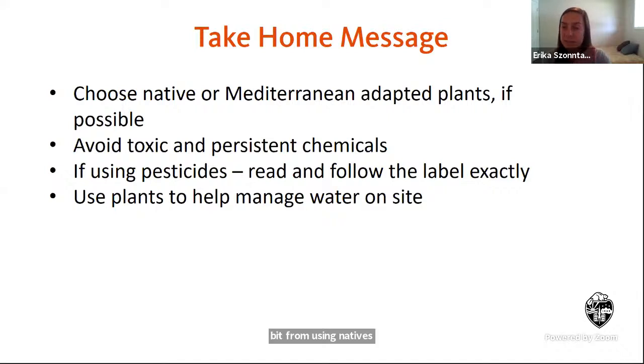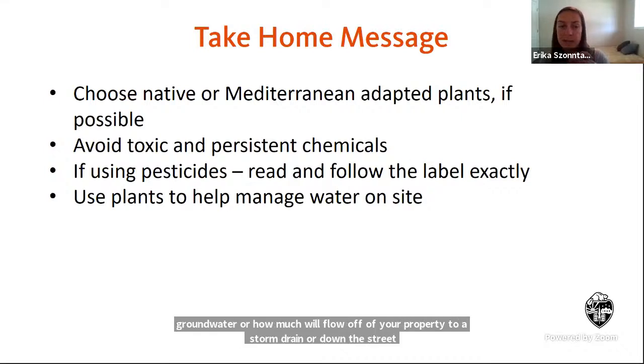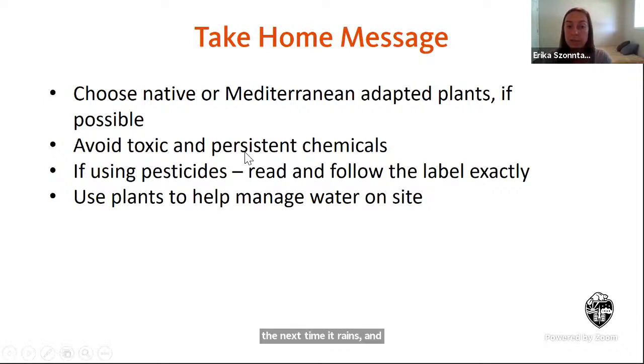Avoid using toxic and persistent chemicals if possible. And when you do use those products, make sure that you're using them according to the label, and that will really mitigate how much leaches into groundwater or how much will flow off of your property to a storm drain or down the street the next time it rains. And always follow the label exactly. The label is the law, and you'll get the most bang for your buck in addition to being safe for yourself and your family and your local environment.